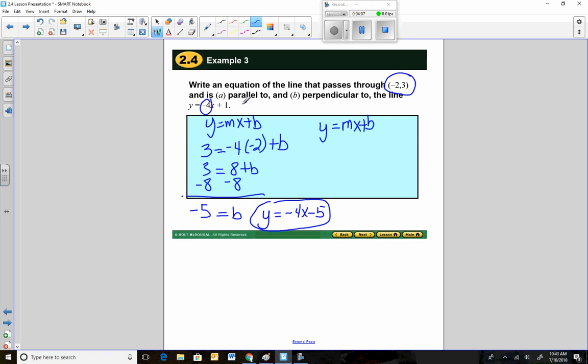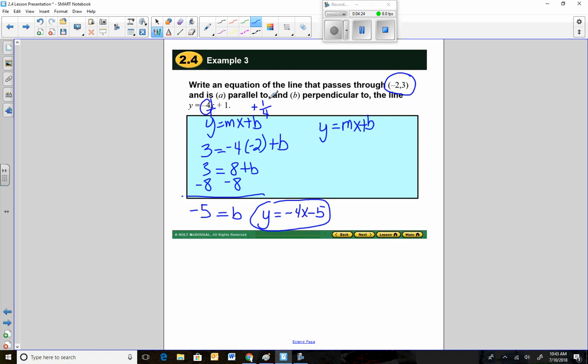Now if you recall, that's the negative reciprocal. So if this one's negative, ours has to be positive. If this says 4, we have to put 1 over 4, because technically this was 4 over 1. So you flip it. All right, so now we're going to fill everything in.